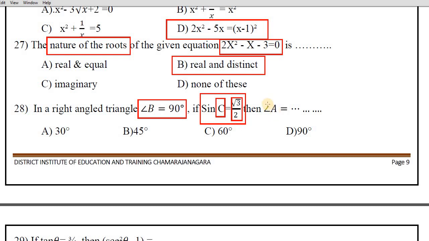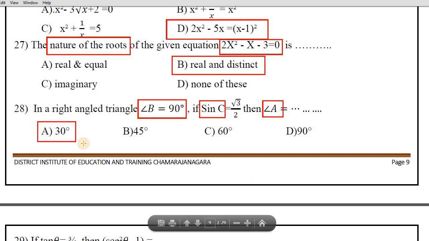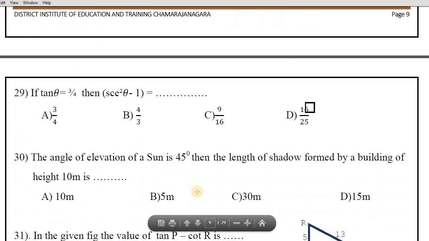So then we wanted to find angle A. Sin C is equal to root 3 by 2, children. So what could be the angle C measurement? Which angle has a sine giving root 3 by 2? That is 60 degree. Now keep it in mind, children. Angle B is how much? 90 degree. So angle C will be 60 degree. Then angle A has to be 30 degree, because in a triangle the sum of the 3 angles is 180 degree. Therefore the right answer for question number 28 is option A, 30 degree.